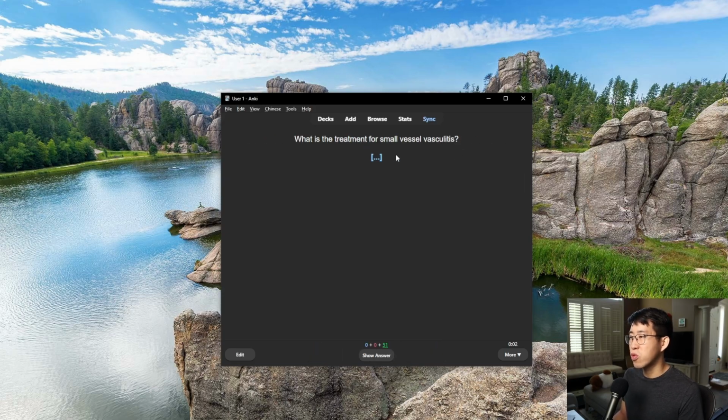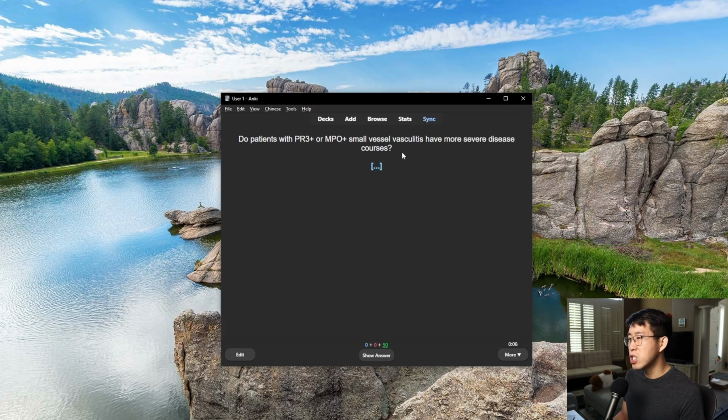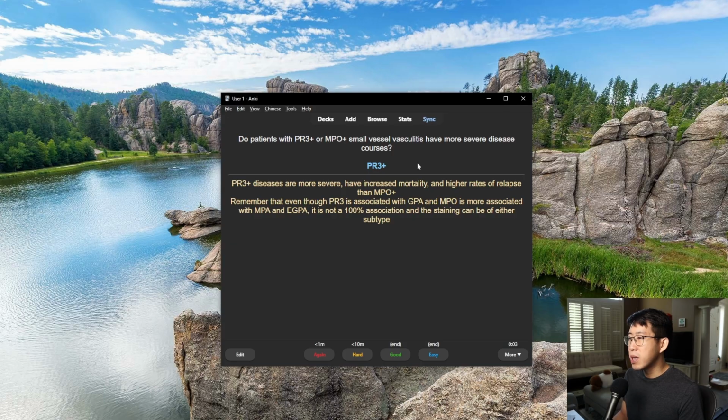What is the treatment for small vessel vasculitis? So of course it's going to be immunosuppression, and in this case it's steroids plus or minus cyclophosphamide or rituximab. Do patients with PR3 positive or MPO positive small vessel vasculitis have more severe disease courses? So actually, PR3 positivity is associated with higher severity, increased mortality, and higher rates of relapse compared to MPO positive small vessel vasculitis.